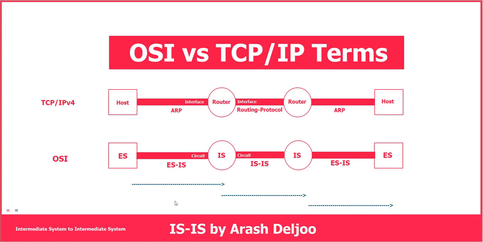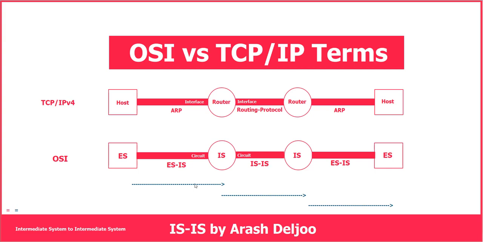In those days, we needed two types of protocols. The first type of protocols is called ES-IS, meaning between end system and intermediate system. We also needed another type of protocols, which we called IS-IS, meaning the protocols that worked between two ISs, for example intermediate system to intermediate system.